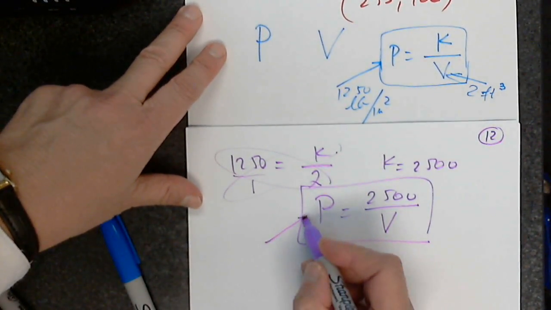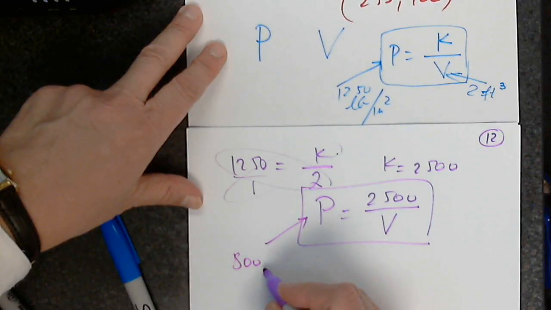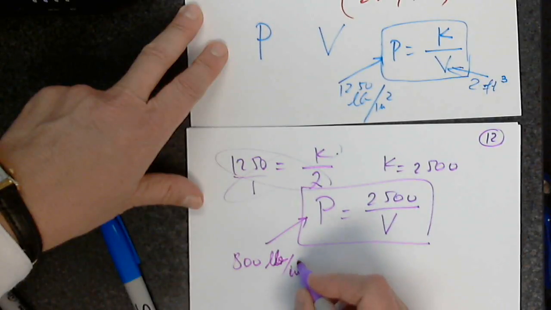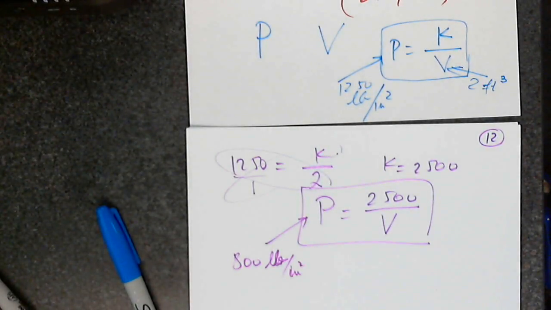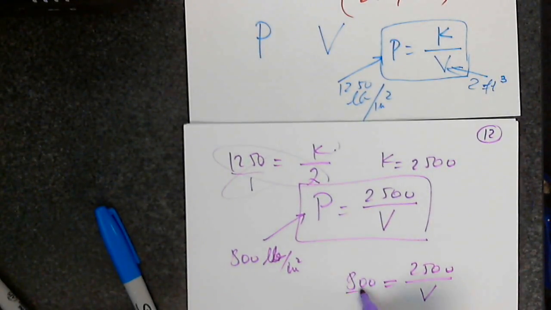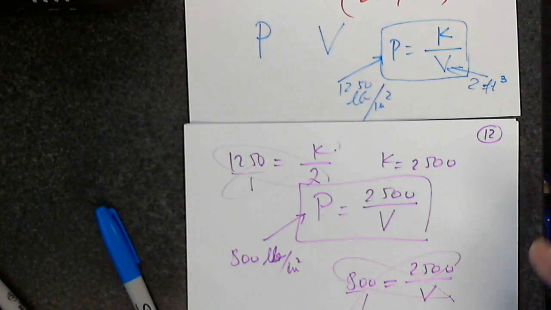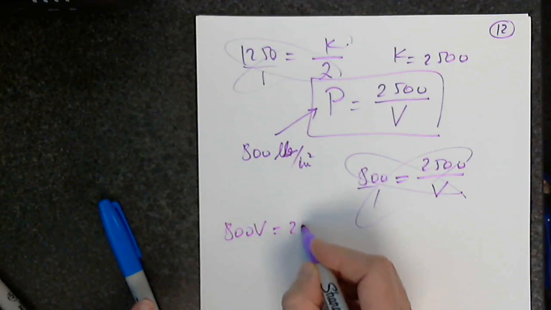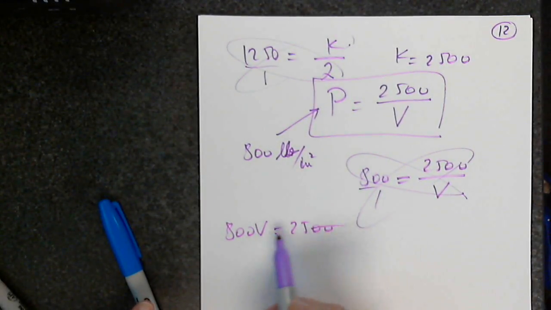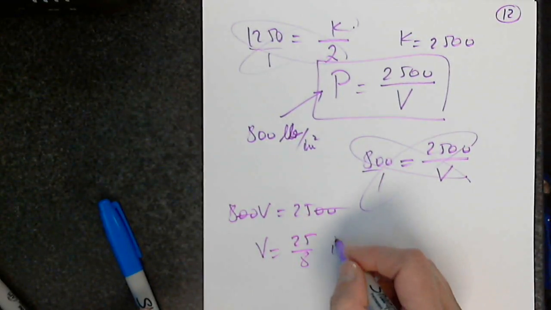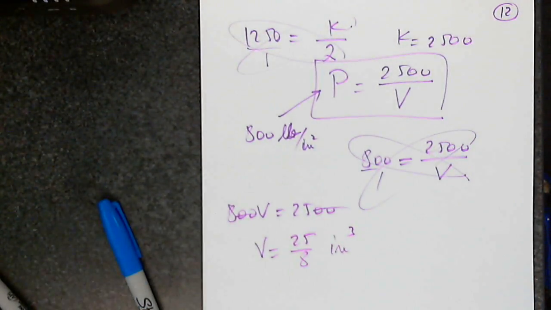So I will write 800 equals 2,500 divided by V. I know what this is. Cross multiply. So then 800 V equals 2,500. Simplify by 100 first, so V equals 25 divided by 8 cubic inches.